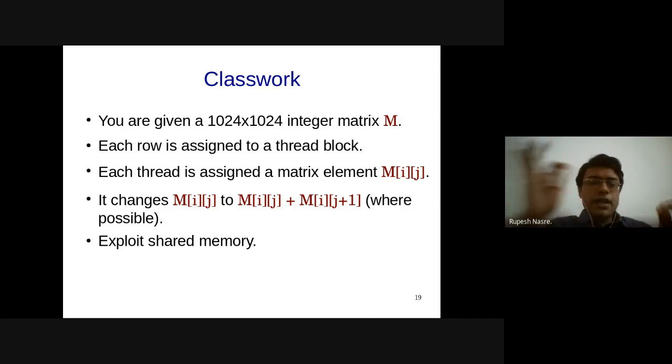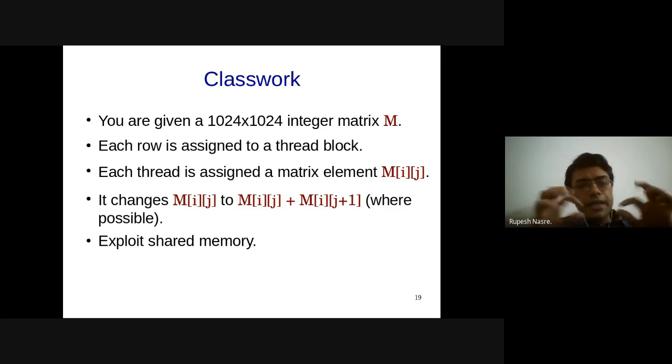So therefore each thread has nice access to one particular element of this matrix Mij. What we want to do is that each thread changes this Mij that it is assigned to Mij plus the next element, Mij plus 1, where possible, which means that the last thread will not do it, right? And we would like to utilize shared memory for this computation.